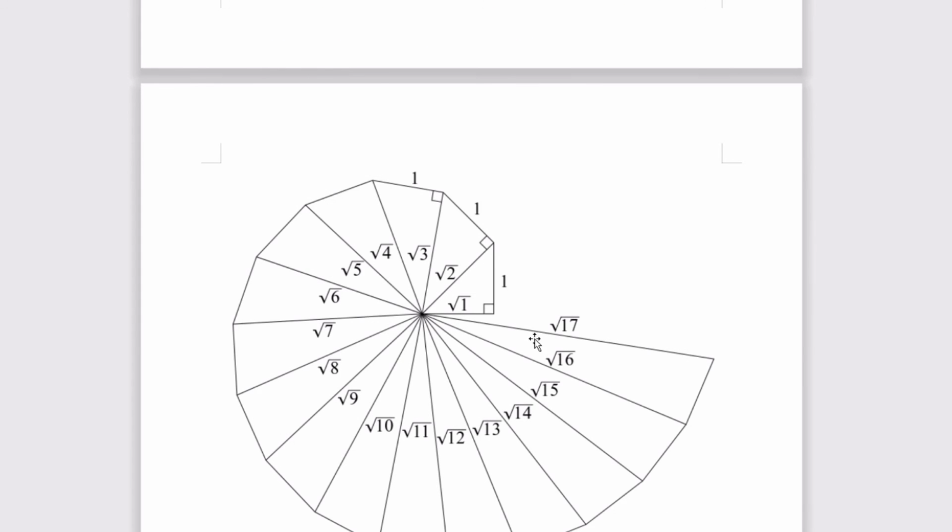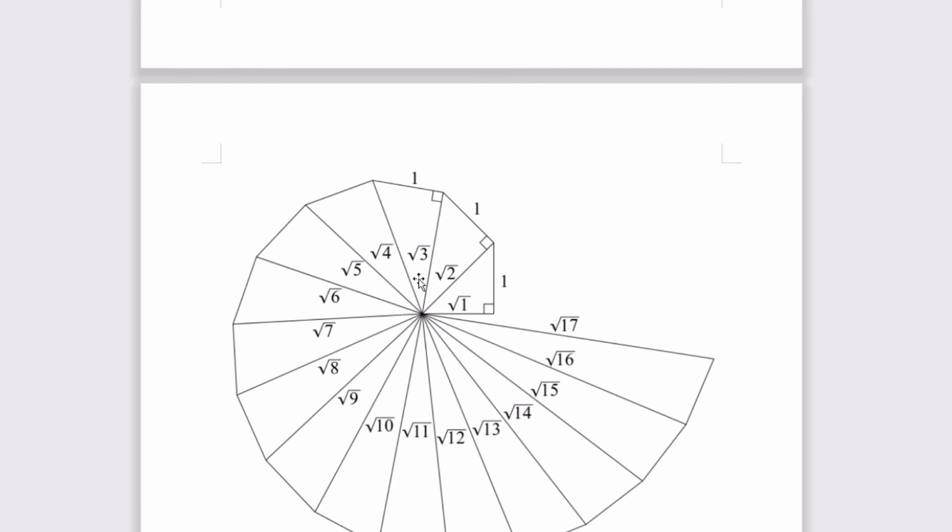So this is one image I took from the net. So you can see they have this root 1 here. So this line is root 1. Root 1 is just 1, right? So this is root 2. This line is root 3, and it goes on and continues till root 17. And if you continue this even more, it will become a big spiral. So that's what I wanted to show with this method. This is quite interesting, right?